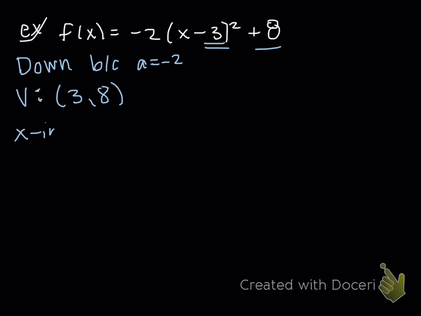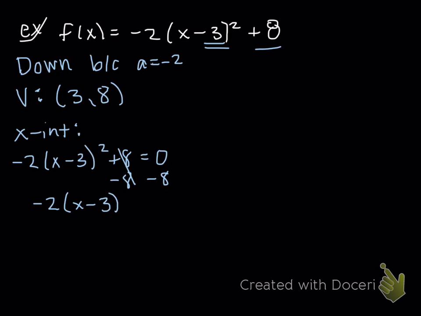To find our x-intercepts, we set our function equal to 0. So I'm going to say -2 times the quantity of x minus 3 squared plus 8 equal to 0. And we need to solve. So instead of multiplying this out and foiling, the better direct method is to use the square root method. So I need to isolate this quantity as much as possible. So I'll start by subtracting 8. And after I subtracted 8, I'm now going to divide both sides by -2.